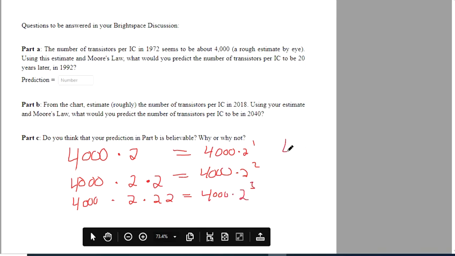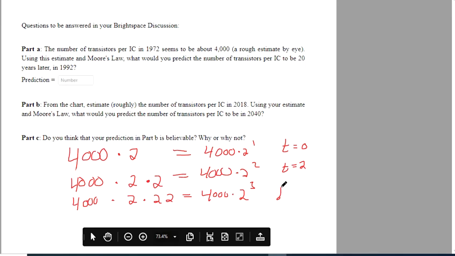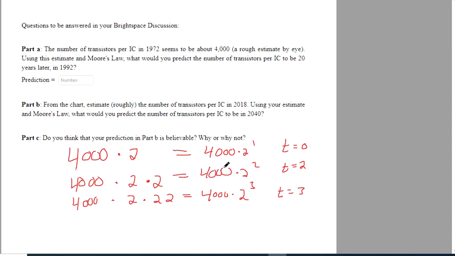This is 4,000 times 2 to the third. And we just want to keep in mind that this is when we've gone 0 years. This is when we've gone 2 years. So we don't want to put t equals 1 here. This is when t equals 3. This is what we should be getting out. So if you notice, every time we go 2 years, we increment the power of 2. We increase it by 1.